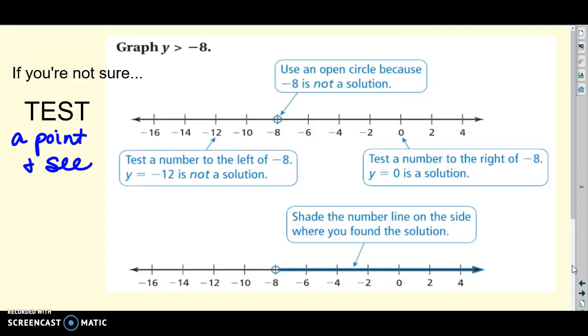Real quickly, your book will show you this. If you're not sure which way the arrow should go, test a point and see. Test a point over here. If this point or any of these points work, then your arrow goes this way.